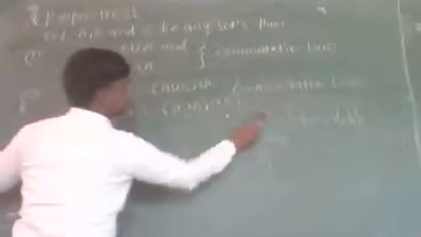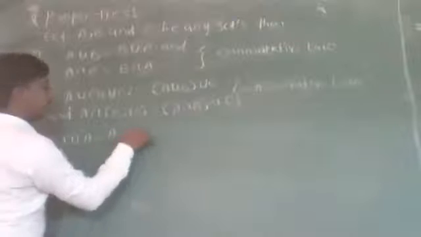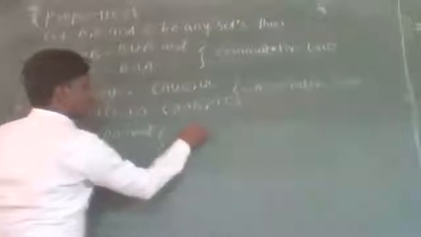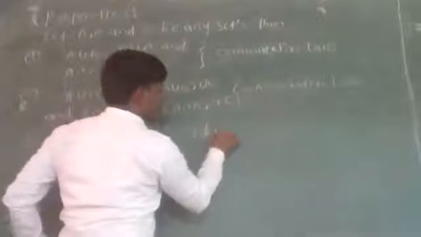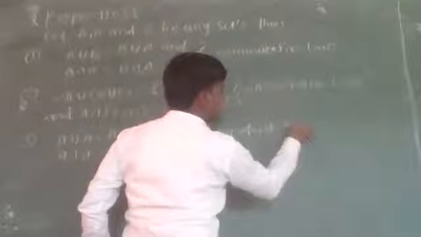Now, the third property is: A union A will be equal to A, and A intersection A equal to A. This law is called the idempotent law. Check whether this law is true or not.